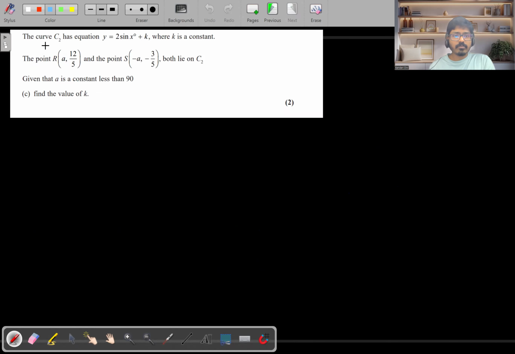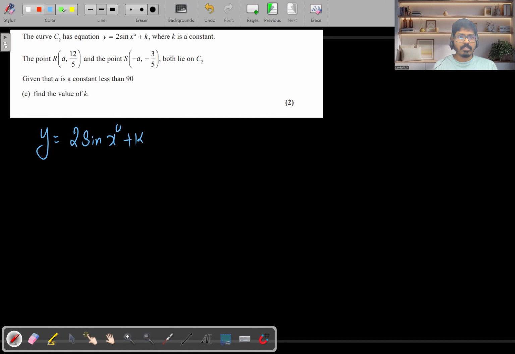So now the curve for part C. The curve C2 has an equation y is equivalent to 2 sine x degree plus k, where k is a constant, so you need to find the value of k. The points are given: R is equal to (a, 12/5), and (-a, -3/5) both lie on C2, given that a is a constant which is less than 90 degrees. Find the value of k. So what is the given equation? y is equivalent to 2 sine x degree plus k.